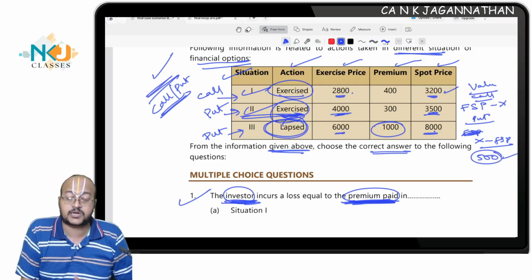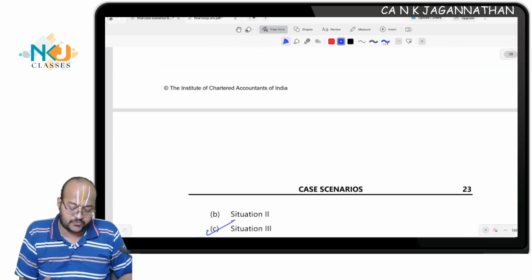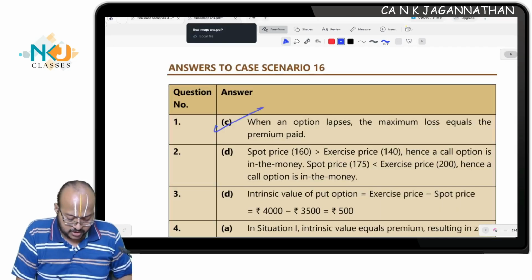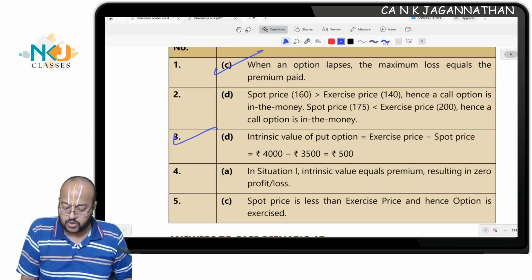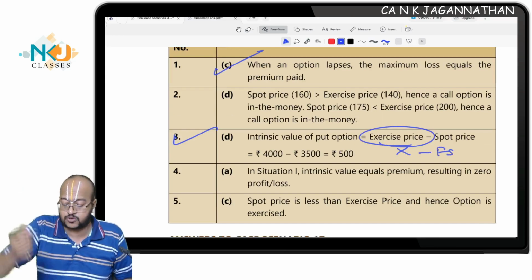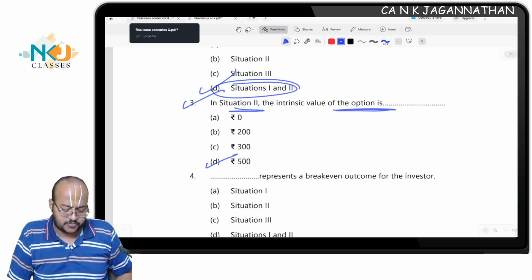Now, this is not net payoff. Net payoff means you pay the premium of 300, reduce it, and you will get 200 as net payoff. So in this case, 500 should be the solution. 3D should be the solution. Yes, 3D, put option, strike price, X minus FSP. Spot price on the date of maturity, not today's spot price. On the date of maturity only you will compare.